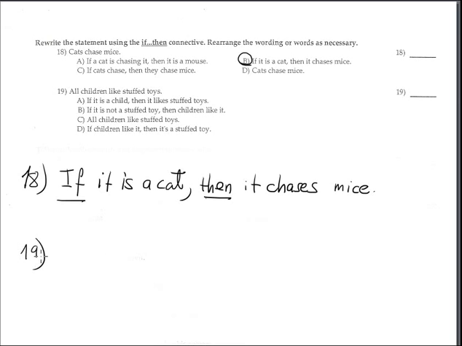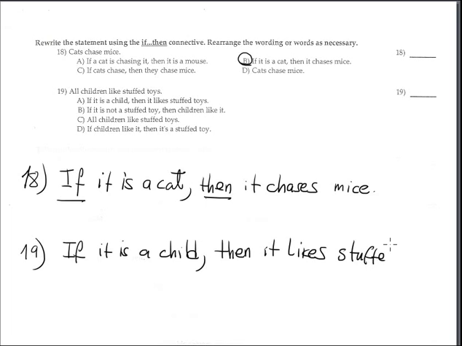Likewise, 19 is: all children like stuffed toys. This is: if it is a child, comma, then it likes stuffed toys. Okay, corresponding with the option A.